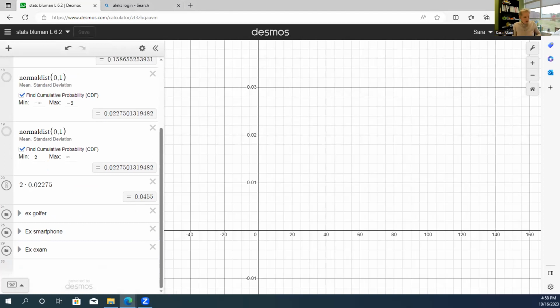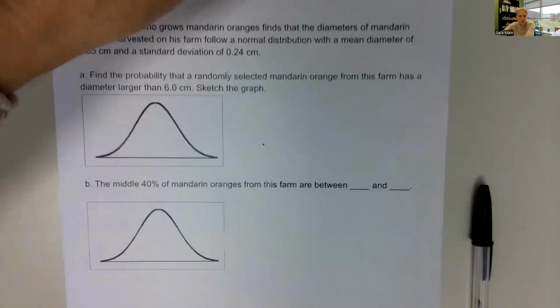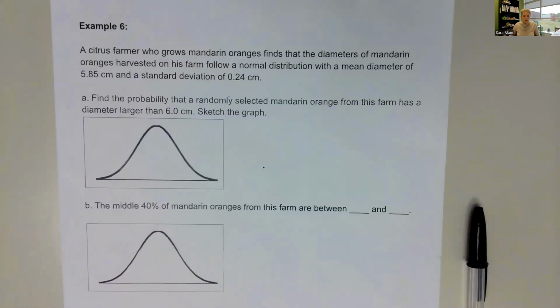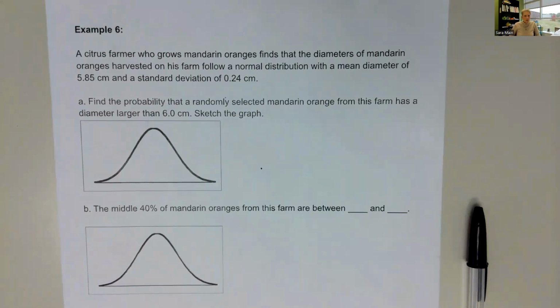So there are 2 videos for lesson 6.2. This is the last problem on this first video. It says a farmer grows mandarin oranges and finds that the diameters of mandarin oranges harvested on his farm follow a normal distribution with a mean diameter of 5.85 centimeters and a standard deviation of 0.24. Find the probability that a randomly selected mandarin orange from this farm has a diameter larger than 6.0.